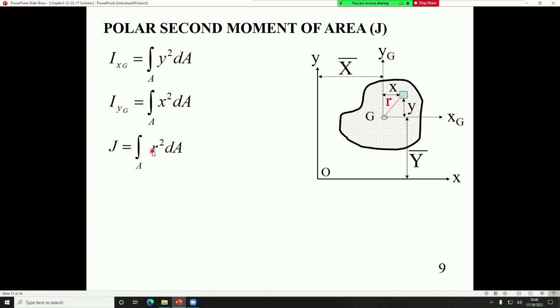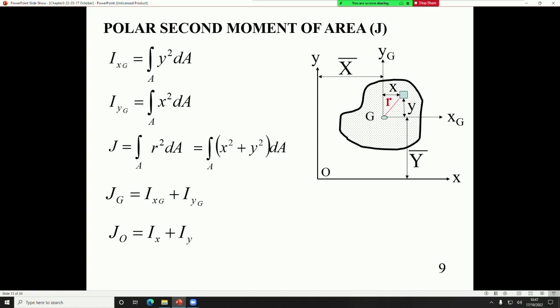I can say r squared is equal to x squared plus y squared. So I can say J is equal to the summation of these two if I separate these two terms. So that is how I showed you on the previous slides that I made. And similarly, I can say J with respect to a normal axis to the plane passing through point O, or J with respect to O, is equal to I with respect to X plus I with respect to Y.